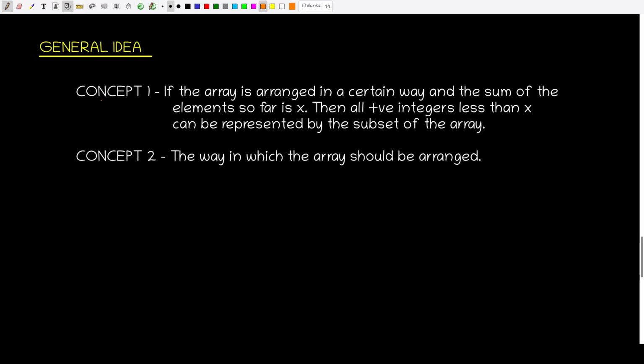So to solve this problem, we need to understand two concepts, concept 1 and concept 2. Let us look at concept 1. Concept 1 says if the array is arranged in a certain way, and we will discuss this as well, but for now let us assume that the array has been arranged in a particular way, and the sum of the elements so far which we have observed is x, then all positive integers less than or equal to x can be represented by a subset of the array. So let us first understand this.